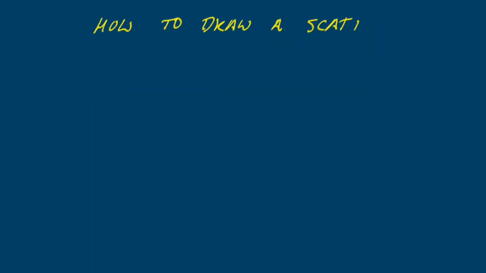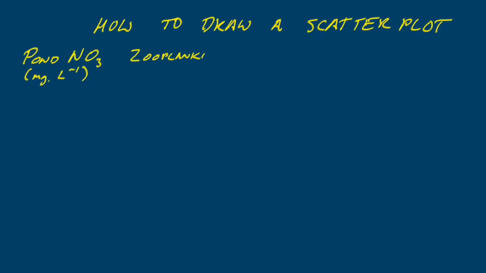So very briefly, we're going to look at how to plot a scatterplot. Lots of you probably already know this, but it doesn't do any harm to have a recap. Let's say you've been doing an ecological study looking at nitrate content and zooplankton diversity in some ponds. You've taken a water sample from each pond, you've counted the number of species of zooplankton in that water sample, and you've analysed the water for the nitrogen content in milligrams per litre.